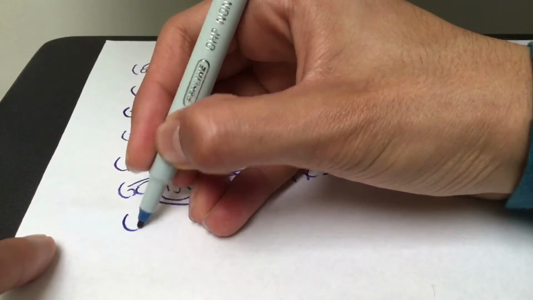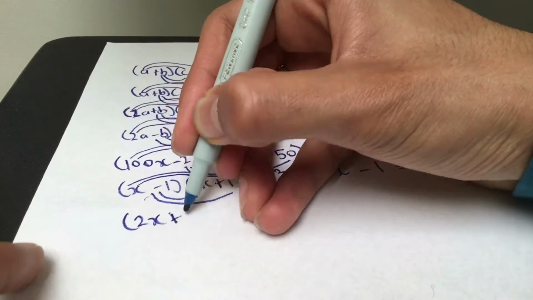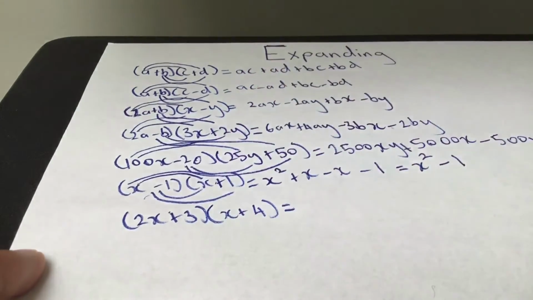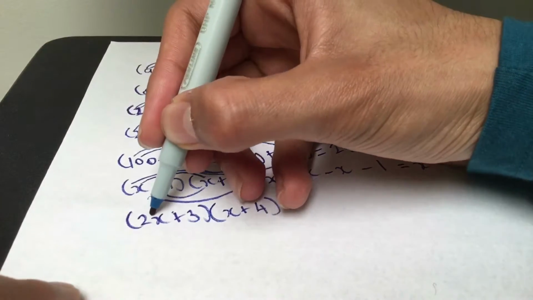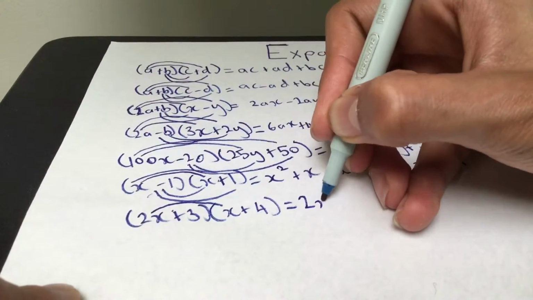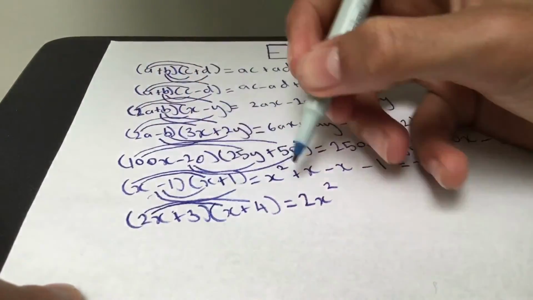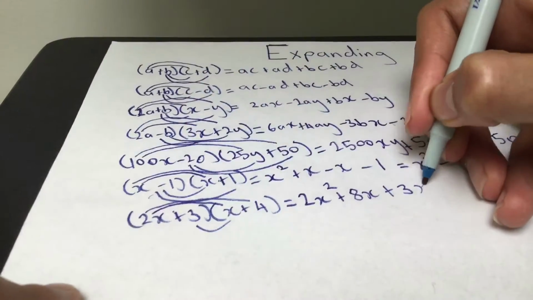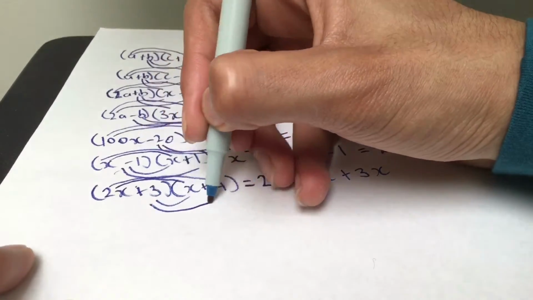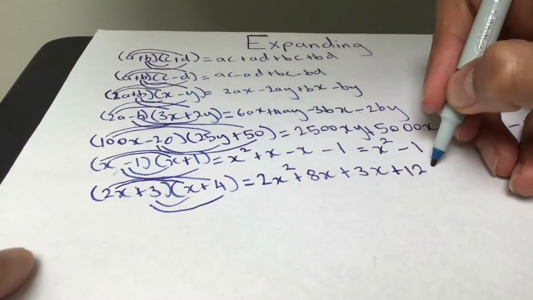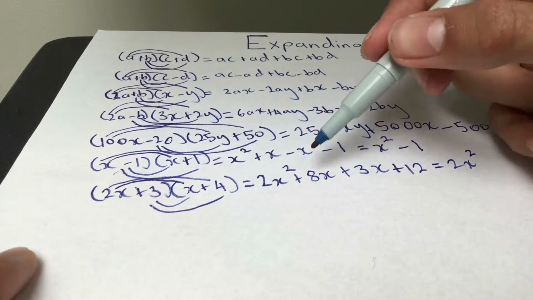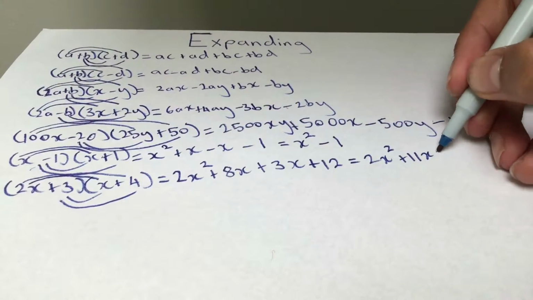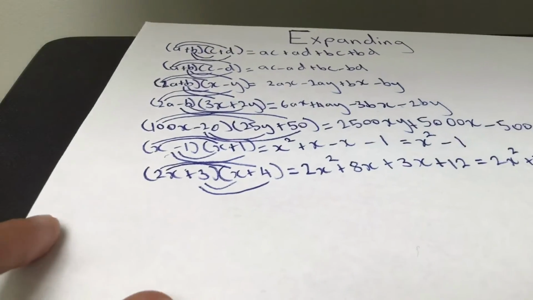Now let's move on to (2x + 3)(x + 4). Okay, same thing, 2x times x, 2x squared, 2x times 4, 8x, 3 times x, 3x, and then 3 times 4, which is 12, and then we bring the common terms together. 8x plus 3x gives us 11x, and then what's left is 12. That is our final answer.